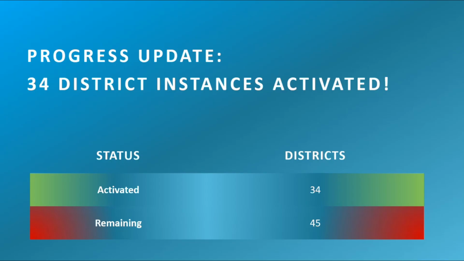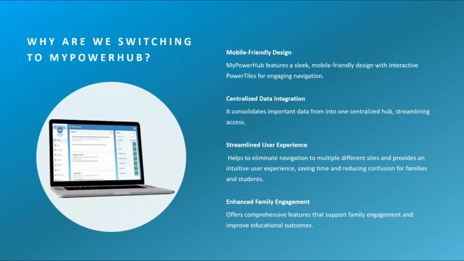So let's take a second and just touch a bit on why we're switching to this new platform. The transition to MyPowerHub represents a significant upgrade from the current parent-student portal. One of the key benefits is its sleek, mobile-friendly design, and you did hear that correctly. Mobile-friendly. MyPowerHub is completely compatible with PowerSchool's mobile app, so that's one big advantage. The platform includes interactive power tiles, making navigation and information access more engaging and efficient.